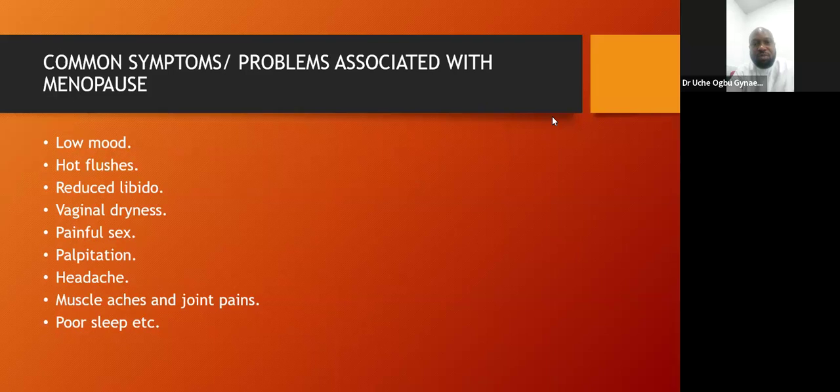The common symptoms and problems associated with menopause include low mood and hot flushes. Hot flushes are defined as a sudden heat wave associated with sweat. You might be in a very cold place inside and still experience it.